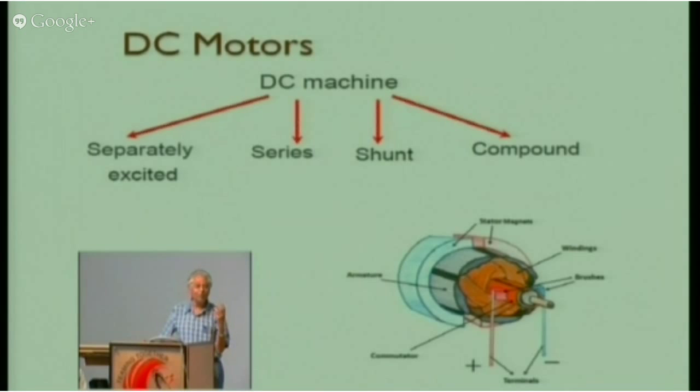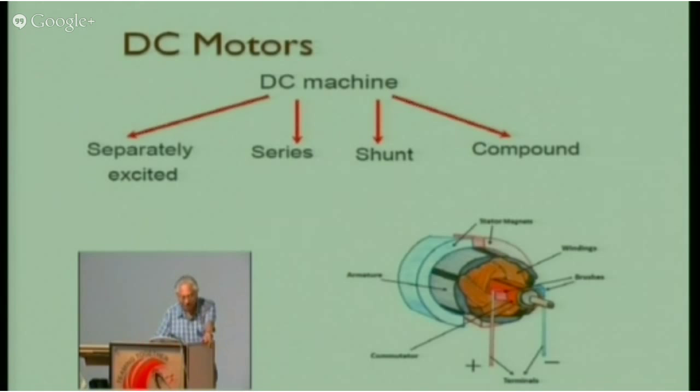Whereas in a DC generator, what is happening? You are giving a mechanical power input with the help of a prime mover. और जब आप रोटर को चलाते हैं तो उसमें इलेक्ट्रिसिटी जनरेट होती है. The output is electrical power. But mind it, the machine remains the same. So a DC machine can either be used as a DC generator or as a DC motor. It only depends on what type of action you are taking out of it. So that's why I said DC machine.